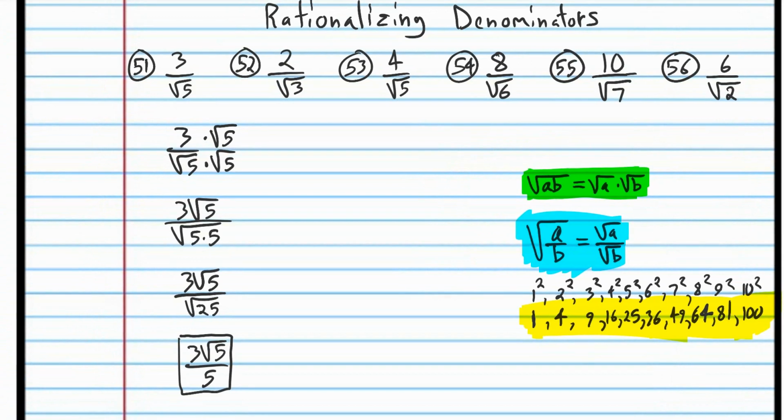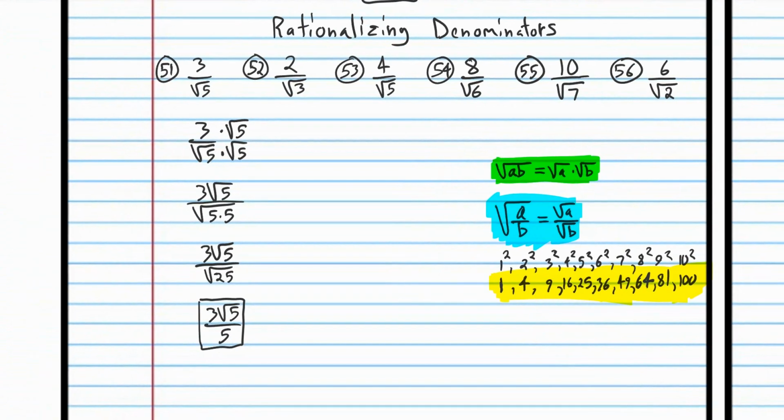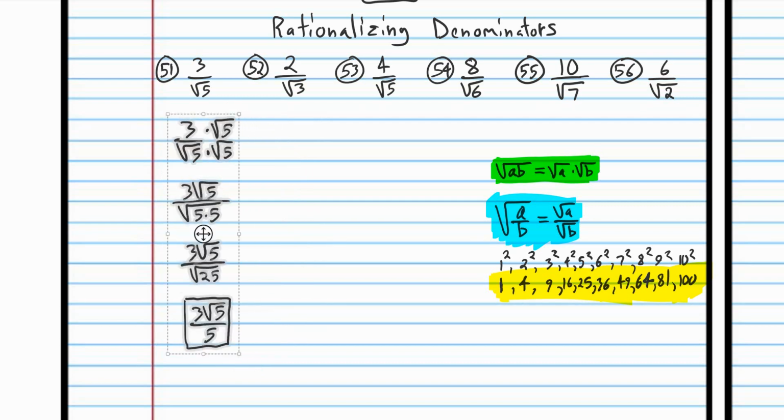So again, we have a fraction on number 52, but the fraction is not rationalized. The denominator is not rationalized because there's a root. We don't want that root in the denominator. So we're going to rewrite the fraction, and we're going to use the fundamental principle of fractions to multiply both sides of the fraction by some number. And again, as long as that number is the same, it's not going to change the value of the fraction.